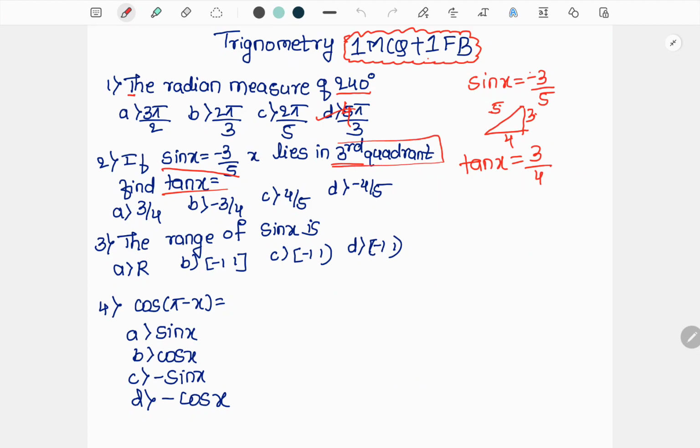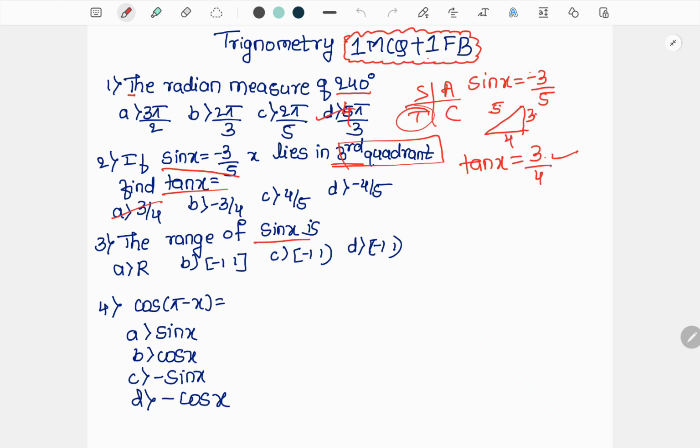So third quadrant, we know according to ASTC, tan is positive. So they have given it. So no need to write minus here because tan is positive. So 3 by 4 is the answer. So remember, don't write this minus 3 here. I am again telling, this minus is indicating the quadrant.